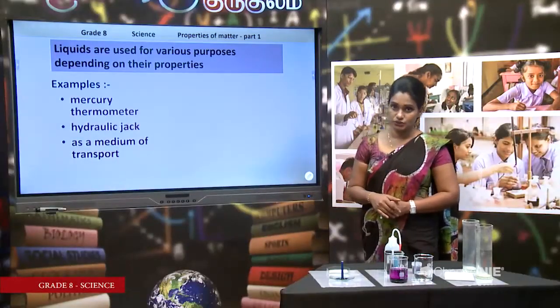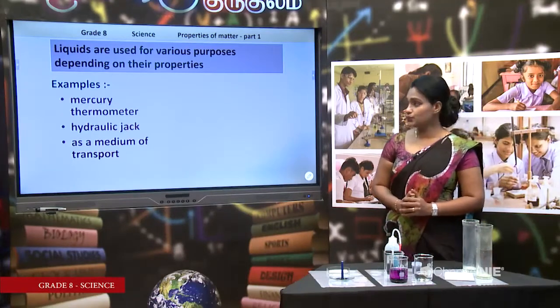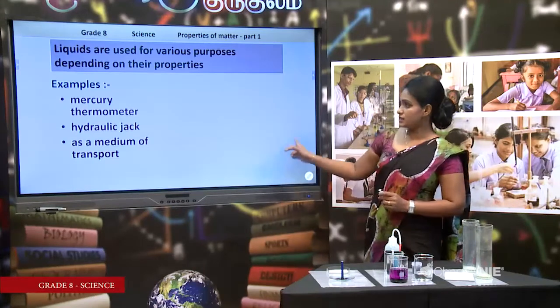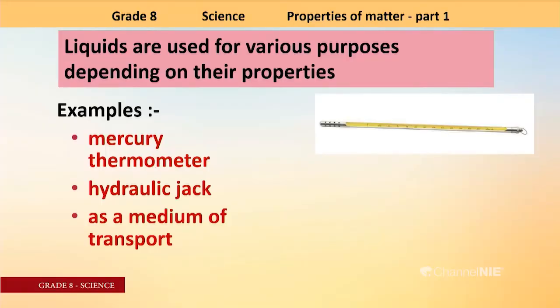Then we are going to talk about the next one, liquids. You know, liquids are used for various purposes. As an example, you can take the mercury thermometer. You know the mercury thermometer. Here in the mercury thermometer, mercury is used as a liquid, but there are also alcohol thermometers.